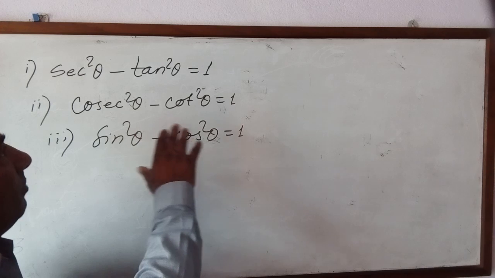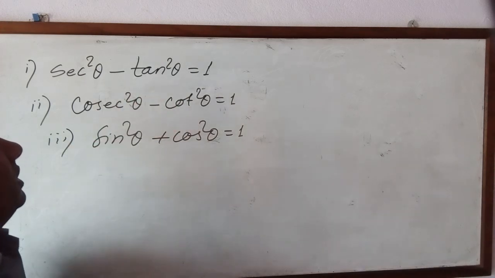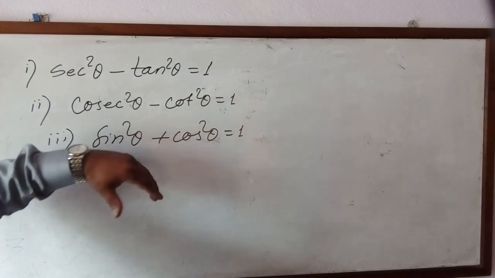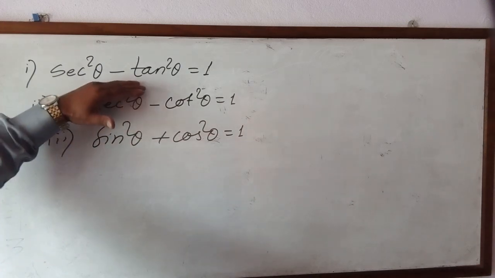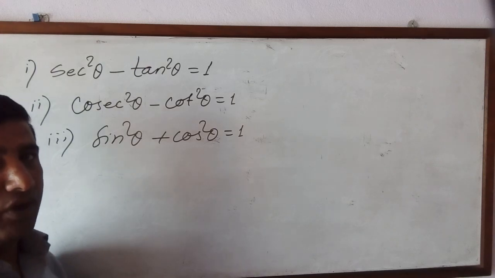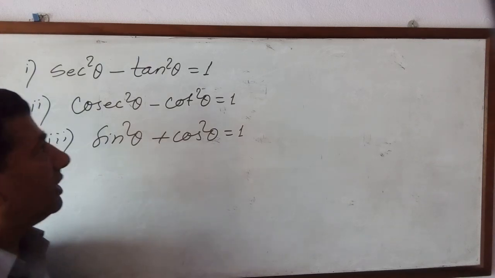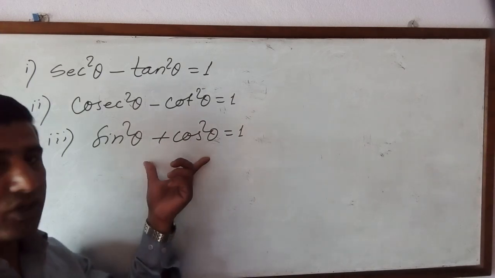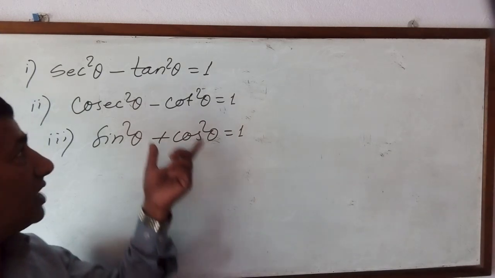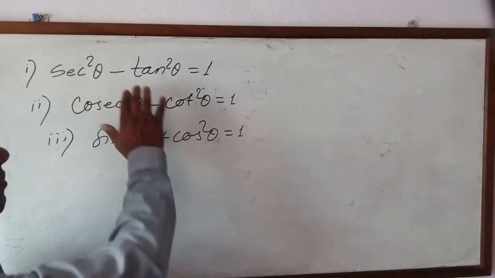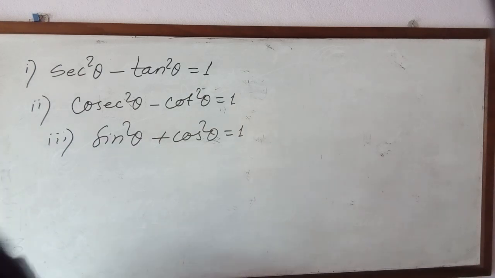Now I'll begin from the first. These three formulas today I'll verify, and two more, that are basic things. First: sec square theta minus tan square theta equals 1; cosec square theta minus cot square theta equals 1; sin square theta plus cos square theta equals 1. These three are the very basic formulas of trigonometry. Now I'll prove them step by step.